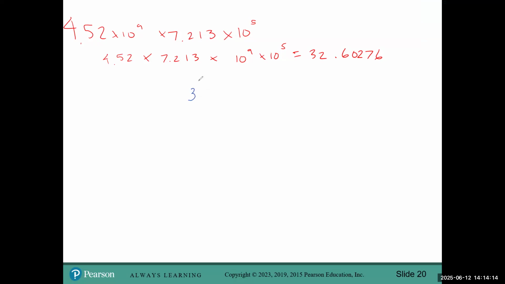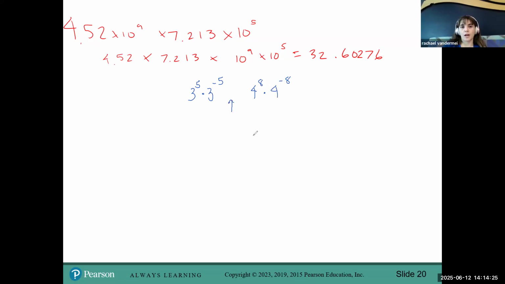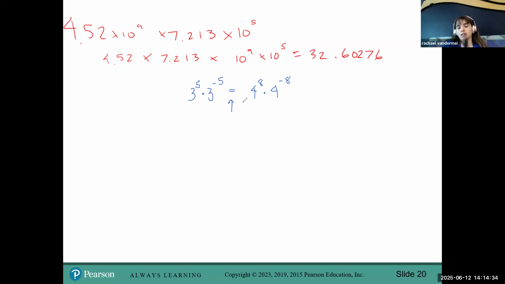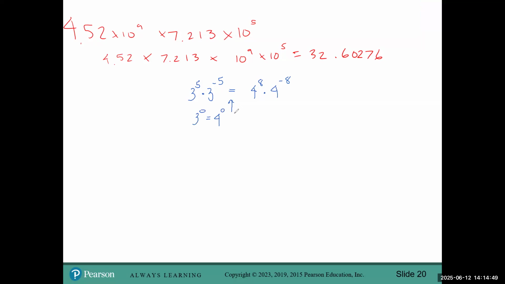Did you have a problem like this one? Let's see, 3 to the fifth times 3 to the negative fifth and 4 to the eighth times 4 to the negative 8. It asked which one is bigger than the other, or if they're equal. It would be equal, because 5 plus -5 is 0, and 8 plus -8 is 0, and any number to the 0 power except for 0 is 1. Very good. That was one of the problems that was most frequently missed last semester.